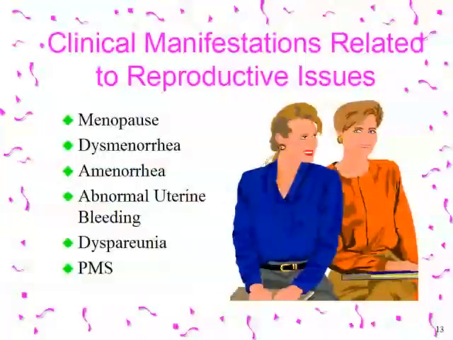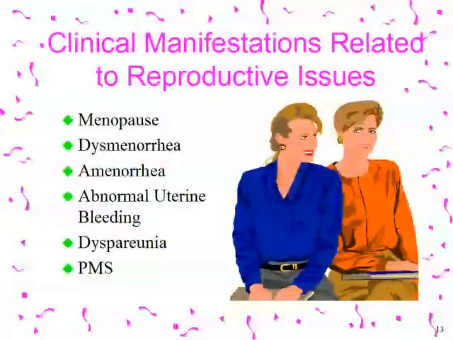Dyspareunia is painful intercourse, and this can be due to many causes, such as an injury during a previous childbirth, infection, vaginal atrophy, and decreased lubrication due to menopause. The woman could also have issues due to fibroids, urinary tract infections, or STDs that could cause this particular problem.